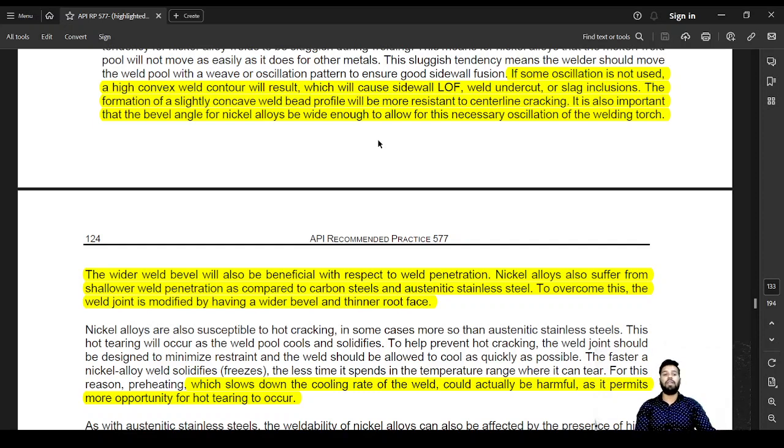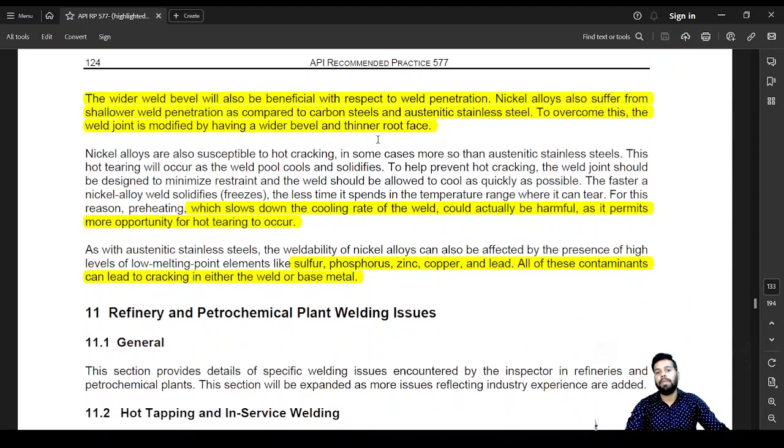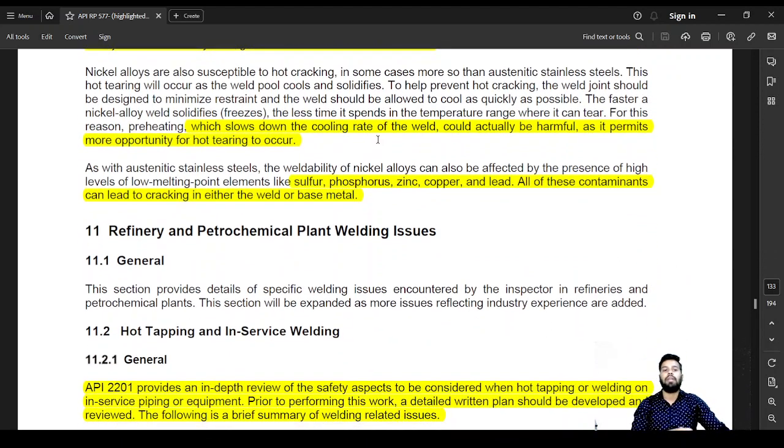Nickel alloys also suffer from a shallower weld penetration as compared to carbon steel or austenitic stainless steel. To overcome this, the weld joint has to be modified by a wider bevel and thinner root face. That is, a high depth to width ratio. The faster the nickel weld alloy solidifies, the less time it spends in the temperature range where it can tear. For this reason, preheating, which slows down the cooling rate of the weld, should actually be harmful, as it permits more opportunity for hot tearing to occur. So in this case, we would not do preheating.